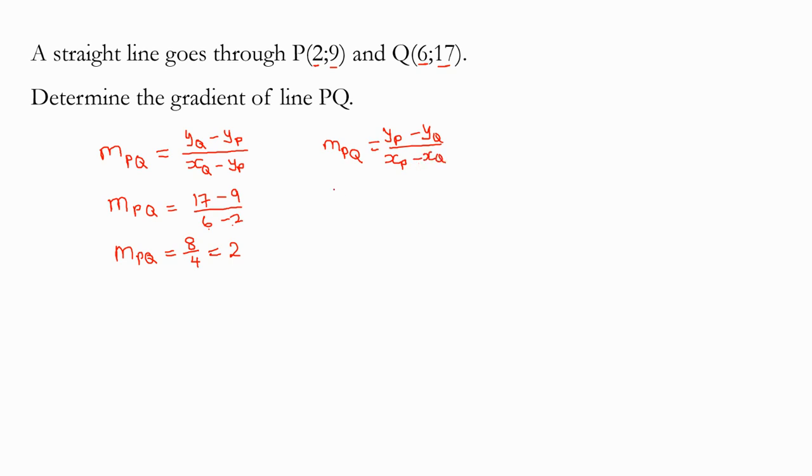You can do that, and then we get that the gradient of PQ will be 9 minus 17 divided by 2 minus 6. And then we get that the gradient of PQ is equal to negative 8 over negative 4, which will still give you 2. Okay, so that's what you're supposed to do there.